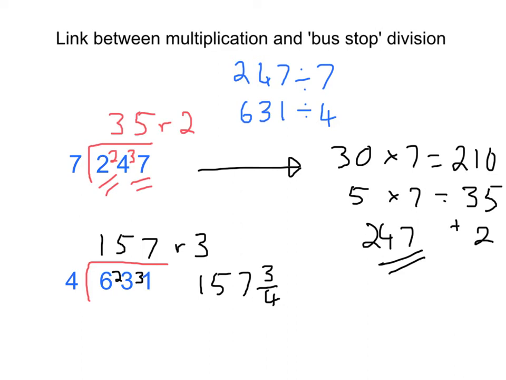Now I've essentially broken that number up into 400, which is 100 lots of 4, 200, which is 50 lots of 4, 28, which is 7 lots of 4, and that leaves me with 3 left over.